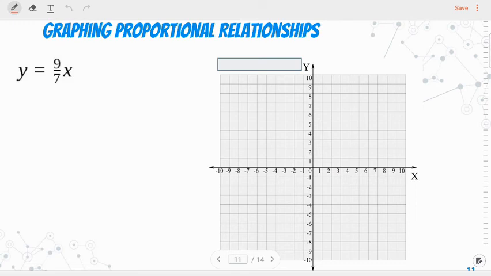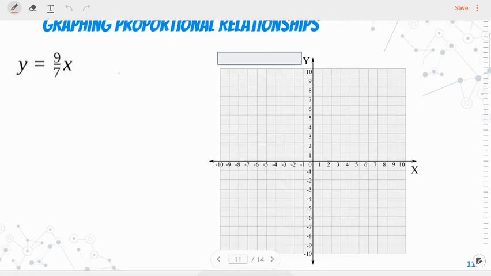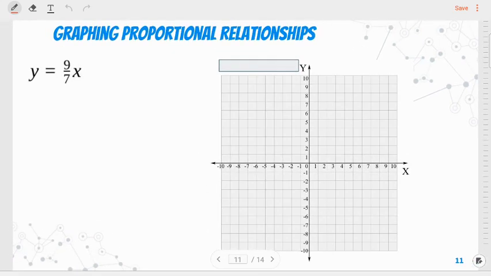All right, one more just for good practice. Go ahead and pause the video and try this last one on your own. All right, let's get started. So y equals 9 over 7 x. Again, my starting point is at the origin. So I'm going to plot my point at the origin, and then I'm going to identify my slope. My slope is 9 over 7. It is in that rise over run fraction.